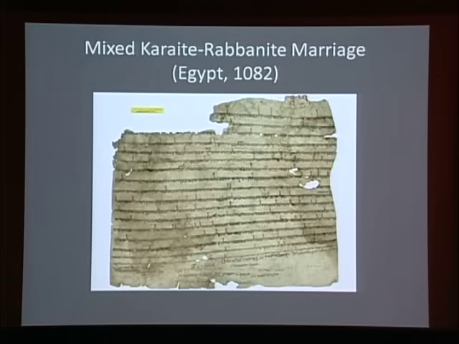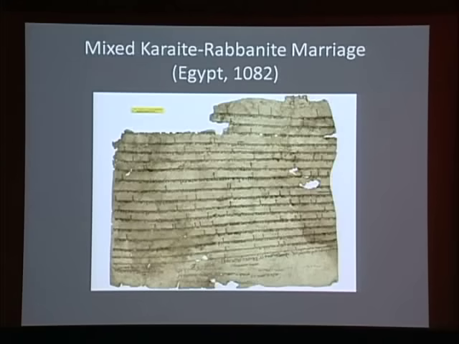The more we learn about the social and economic aspects of life for medieval Jews, the more we realize how inseparably connected the two communities in fact were. The Geniza provides us with abundant evidence that joint business ventures involving Karaites and Rabbinites were commonplace.